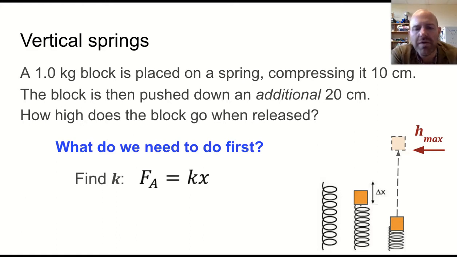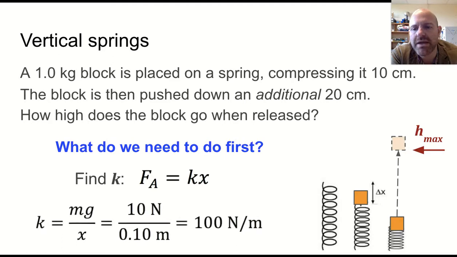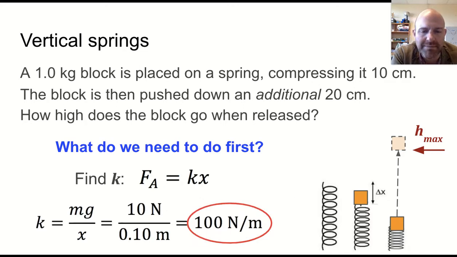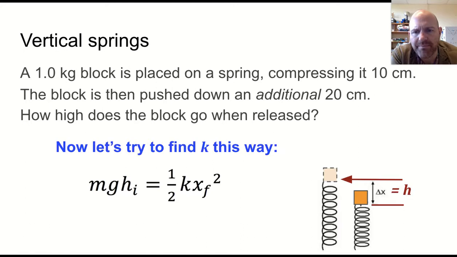In order to do that, we can just use the modification of Hooke's law that says the applied force that compresses the spring is equal to Kx. In this case, we placed a block of 1 kilogram, so that's a 10 Newton block on a spring, and it compressed 10 centimeters. So that gives us 100 newtons per meter. Once we know that, we can go on for the rest of the problem.